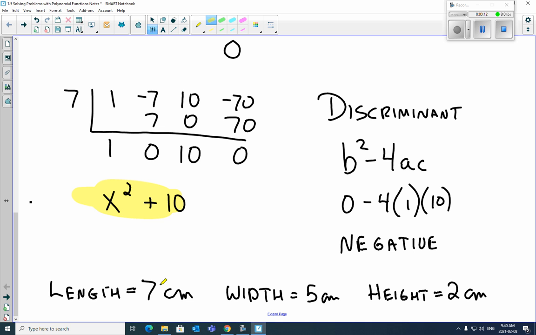So then if we know x is 7, the length, then we can figure out the width because it's 2 less, and then we can figure out the height. So based on that, if you do a quick check here, 7 times 5, 35 times 2. Oh yeah, 70. That was the volume that we were given.